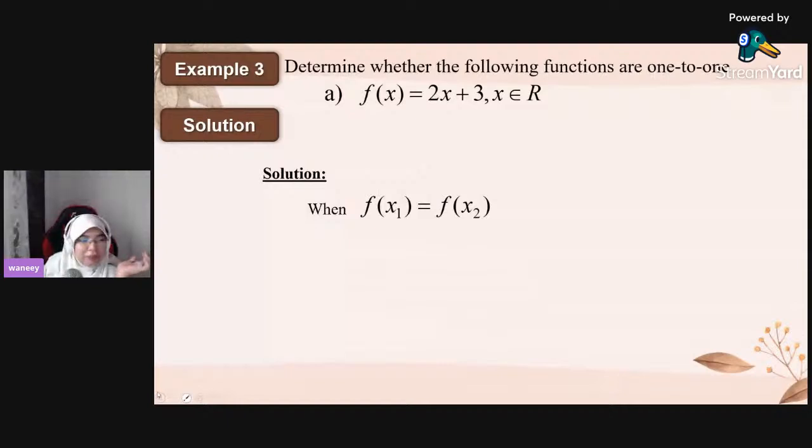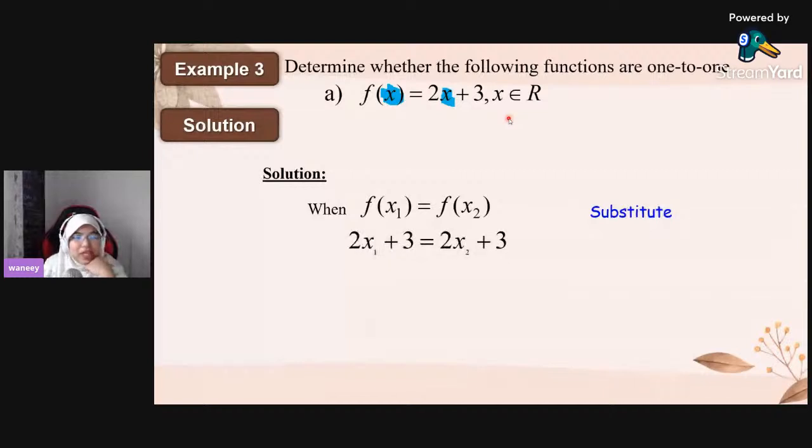So what happens now is that every time you see the x, you have to replace it with x1 as well as x2. So on the left hand side, we are going to replace it with x1. On the right hand side, we are going to replace it with x2. So ada dua lah. Kiri ganti x1, kanan ganti x2. Okay, so now it will become 2x1 plus 3 equal to 2x2 plus 3. And then of course, you're going to deduct 3 on both sides and then divide both by 2. So tolak 3, bahagikan dengan 2. So we are going to get x1 equal to x2.